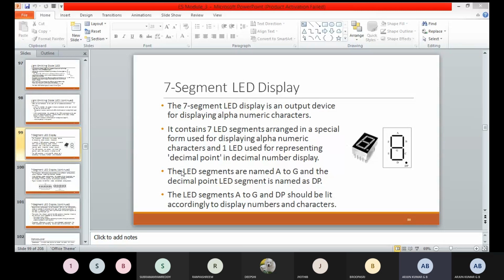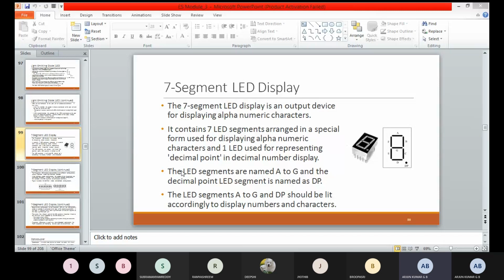For every LED display, there are 7 segments arranged in a special form used for displaying the alphanumerical characters, and one more LED can be used for representing the decimal point in the decimal number display. You can observe there is one round mark in the figure. That is called the decimal point. That's why the 7 segments are named A to G: A, B, C, D, E, F, and G. They are arranged in this manner, and the decimal point LED segment is named DP.